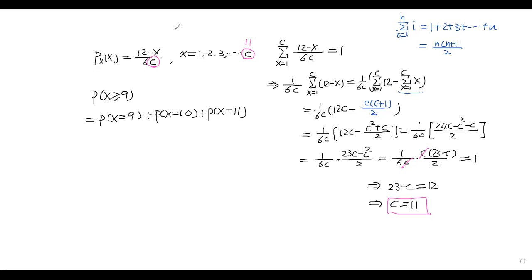Now x equal to 9. C is equal to 11, so it's 66 in the denominator, and 12 minus 9 is 3. Then x equal to 10 gives 2 over 66, plus x equal to 11 gives 1 over 66. So I have 6 over 66. So what do I have here? It's 1 over 11, right? So this is 1 over 11. That is the probability that x is greater than or equal to 9.